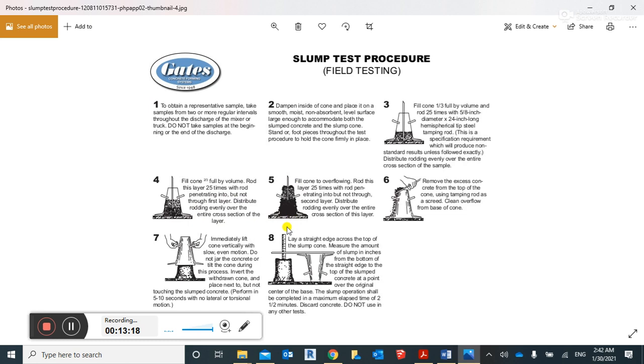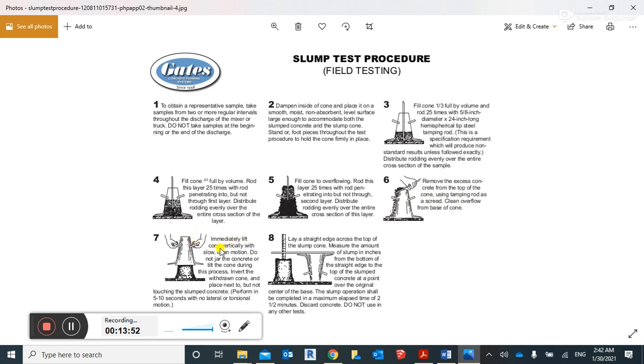Number 5. Fill the cone to overflowing. Rod this layer 25 times with the rod penetrating into but not through the second layer. Distribute. After this, remove the excess concrete from the top layer using the tamping rod and clean the overflow from the base. This is important, guys.